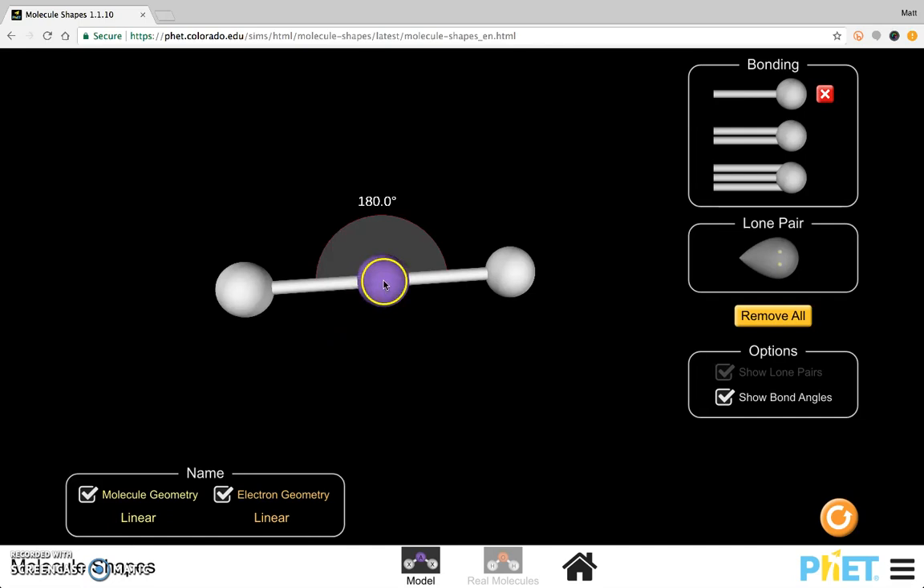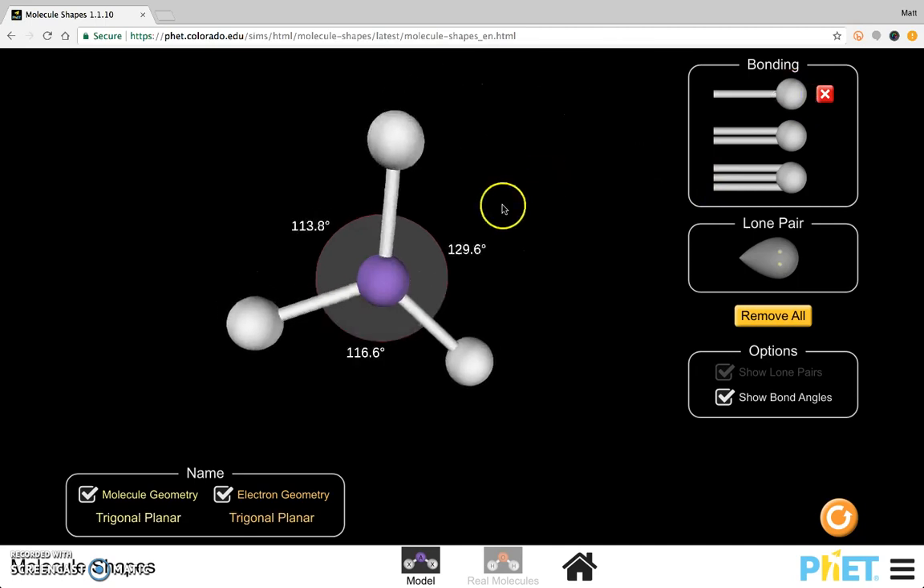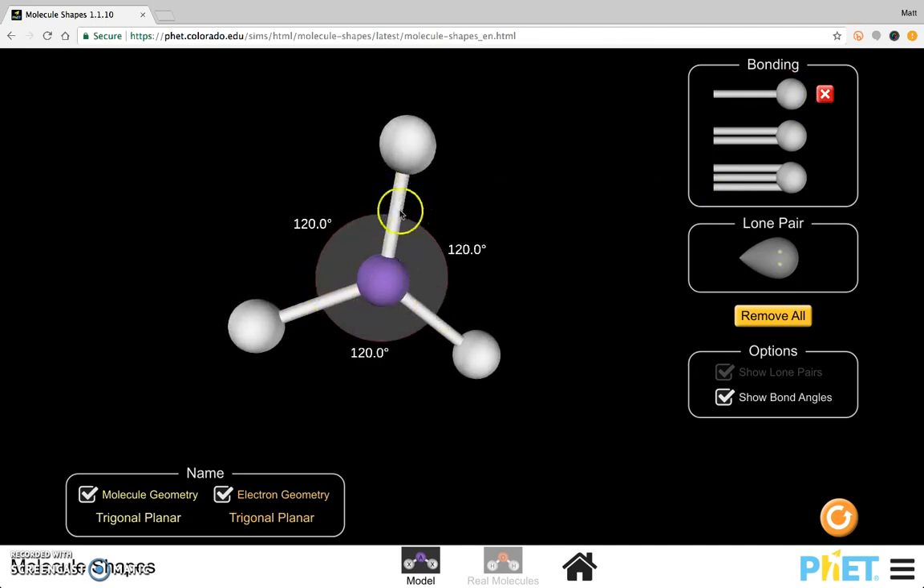And you can see from the shape of the molecule why it is called linear. It's basically a straight line. The bond angle here is exactly 180 degrees between the two atoms that are bonded to the central atom. If I add another electron group as a bond, now we have 3 bonding groups, 0 lone pairs. The electron and molecule geometry have changed now.